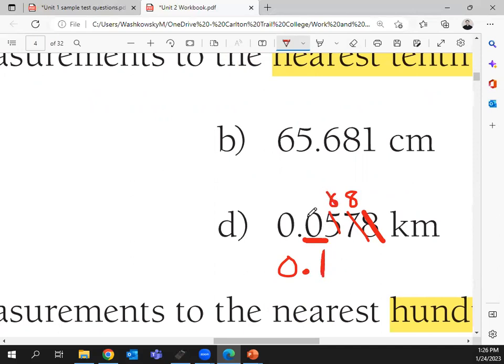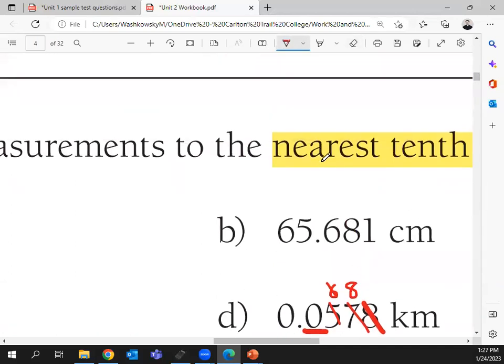Because remember, we're only going to this tenths unit. So everything rounds itself up until we get to this specific unit right here. So it's 0.1. This number right here is the tenth, the first one after a decimal place. So it should be 0.1. Nope, just the nearest tenth.